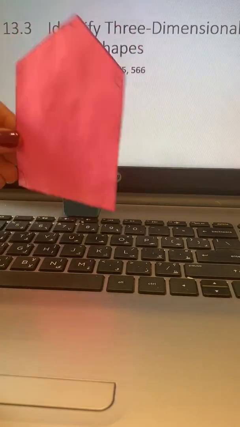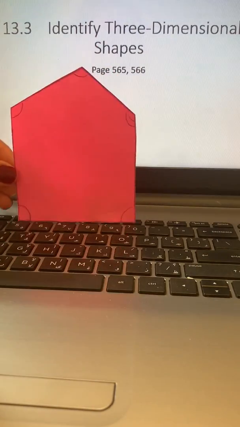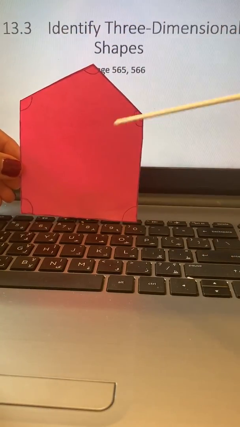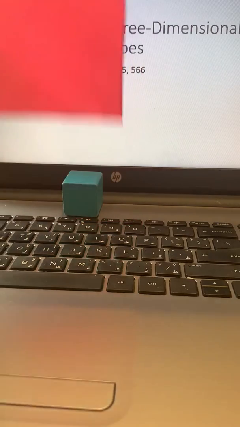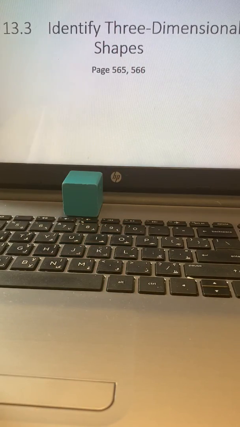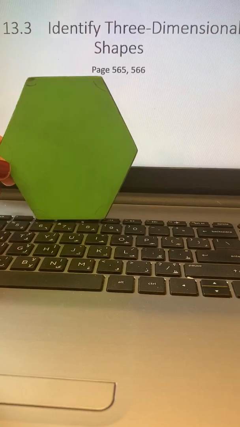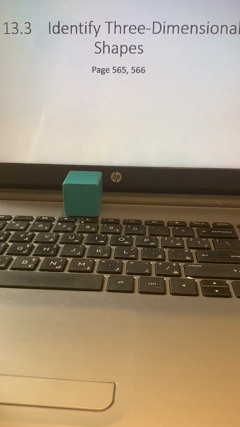Now, if you have 5 sides and 5 angles, do you remember what we name it? Yes, it's a pentagon. It's 5 sides and also 5 angles. The last one, if we have 6 sides and 6 angles, what do we name it? We name it hexagon. Now, these are the types of polygons.